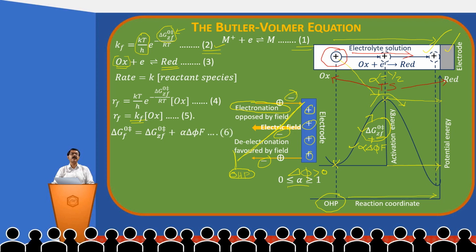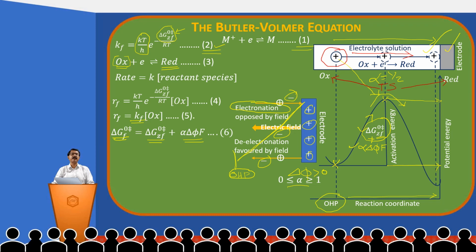Thus, for the forward reaction, you know that it is reduction and it is cathodic. Delta G F0 double dagger is equal to delta G ZF0 double dagger plus alpha delta phi F. Here again, ZF means zero field. Delta G F0 double dagger is the new activation energy.